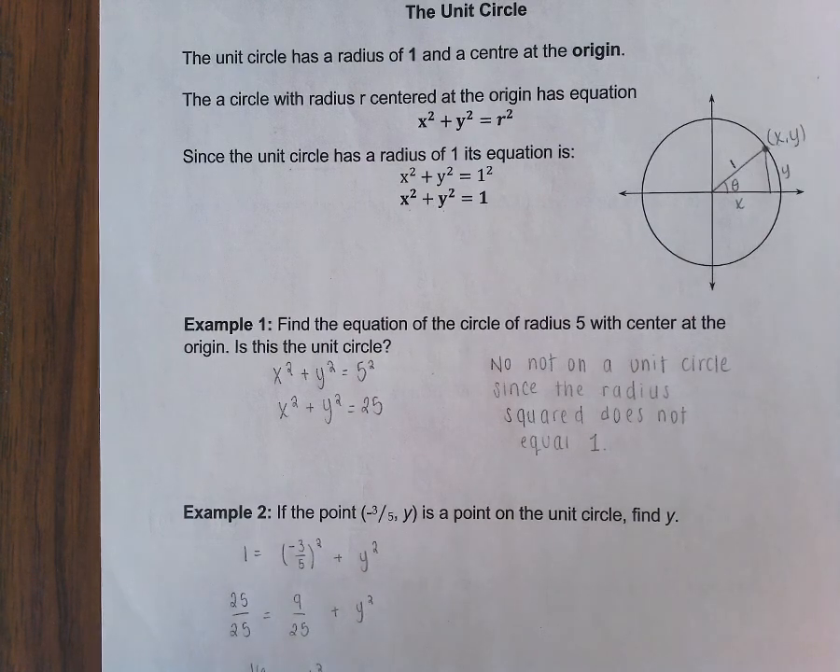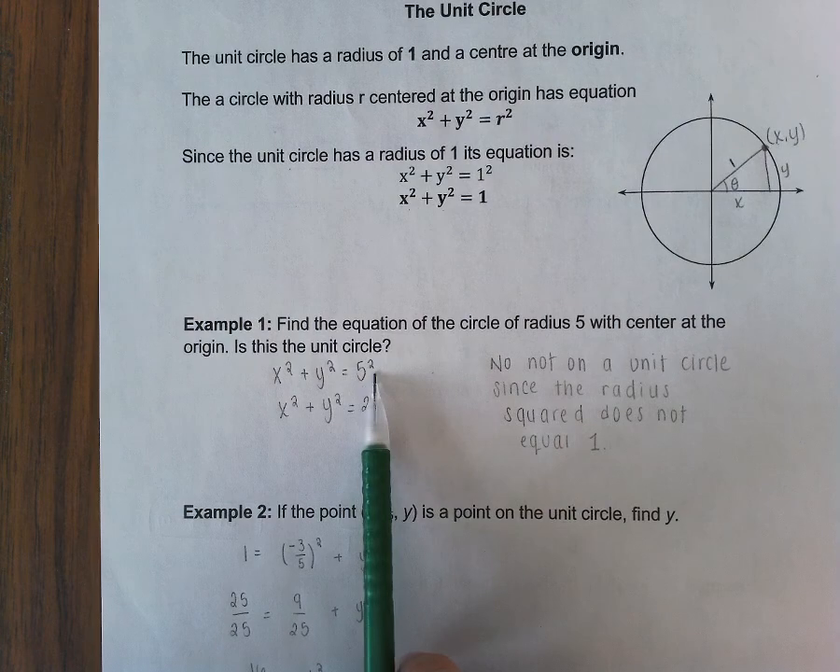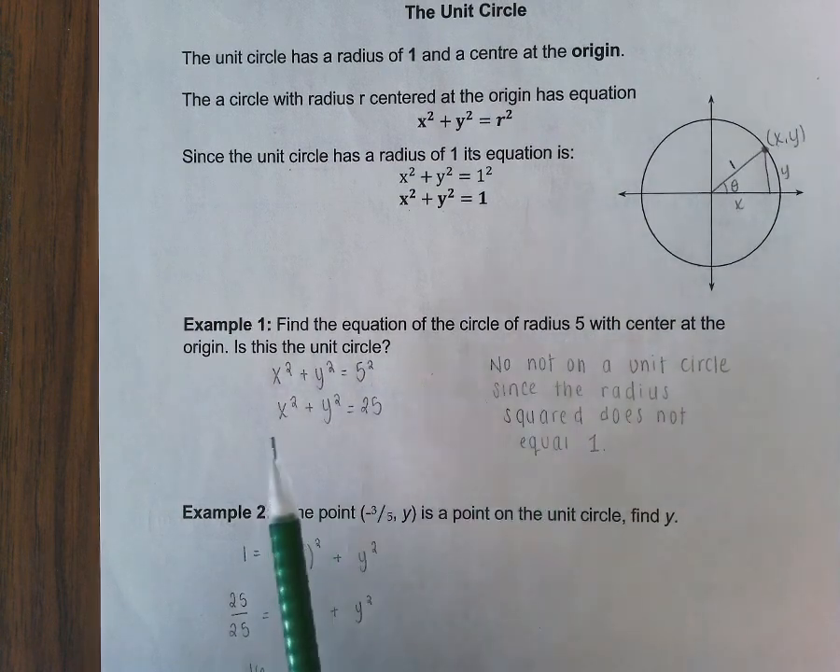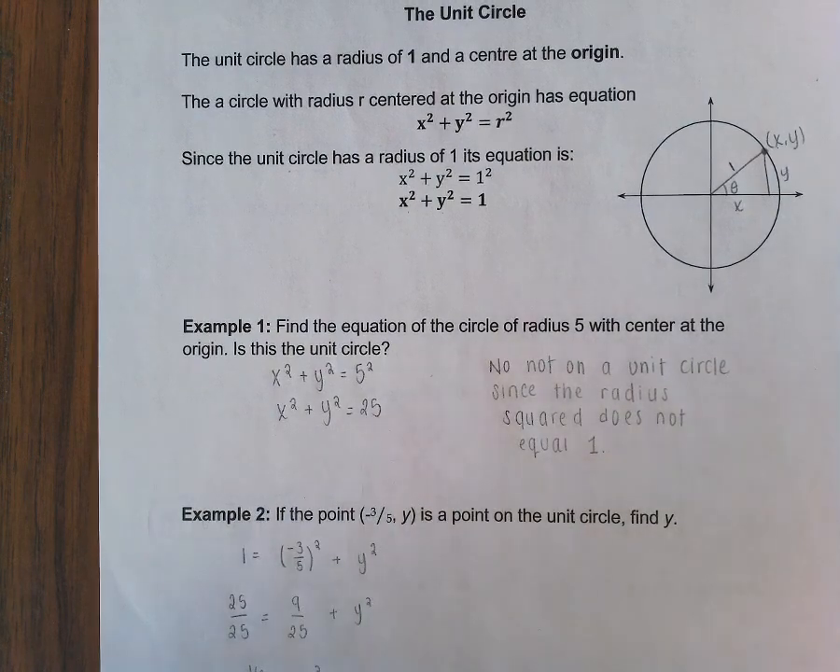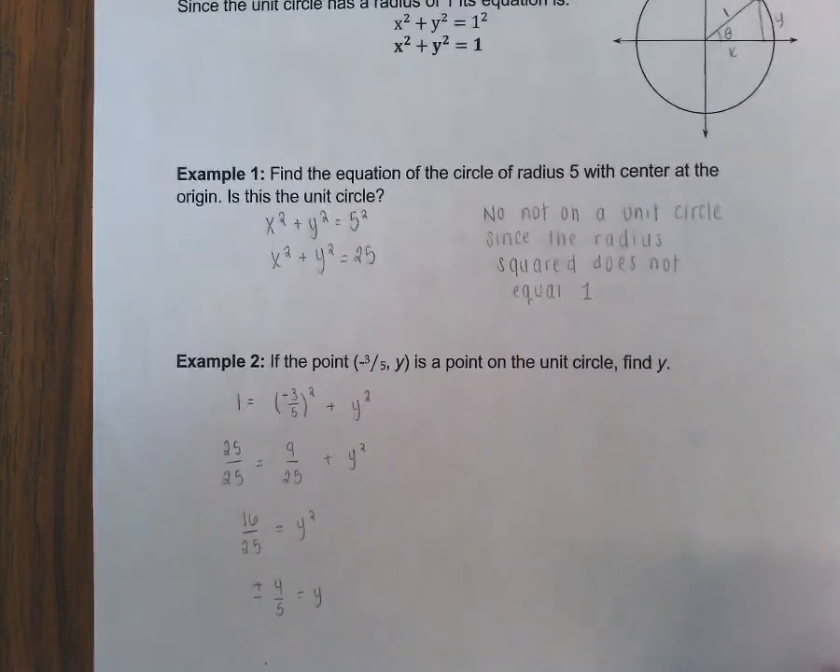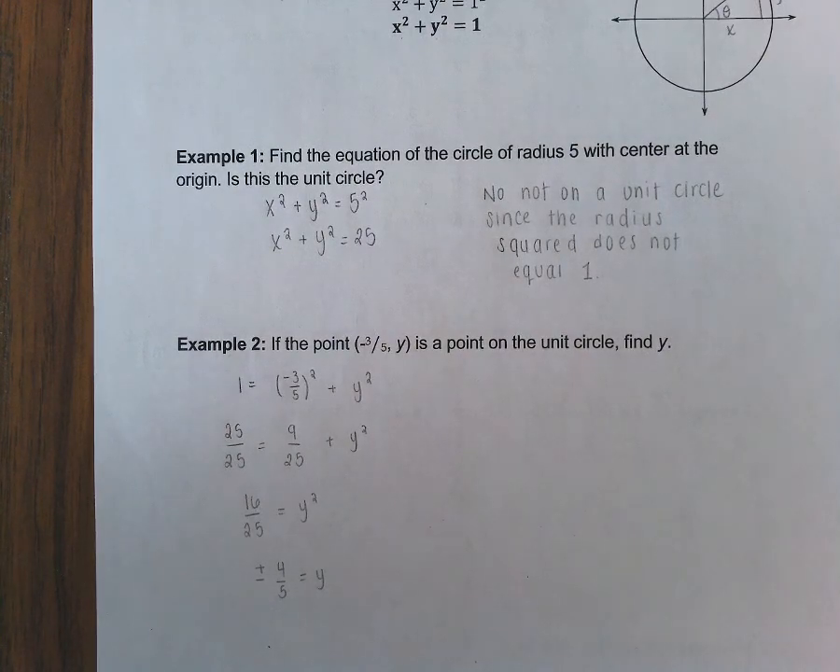Is this a unit circle? In this case, x squared plus y squared would be equal to 5 squared, since the radius is 5, and x squared plus y squared would equal 25. This is not on the unit circle, since the radius squared does not equal 1. If we look at example 2, it asks if the point -3/5, y is a point on the unit circle, find the value of y.